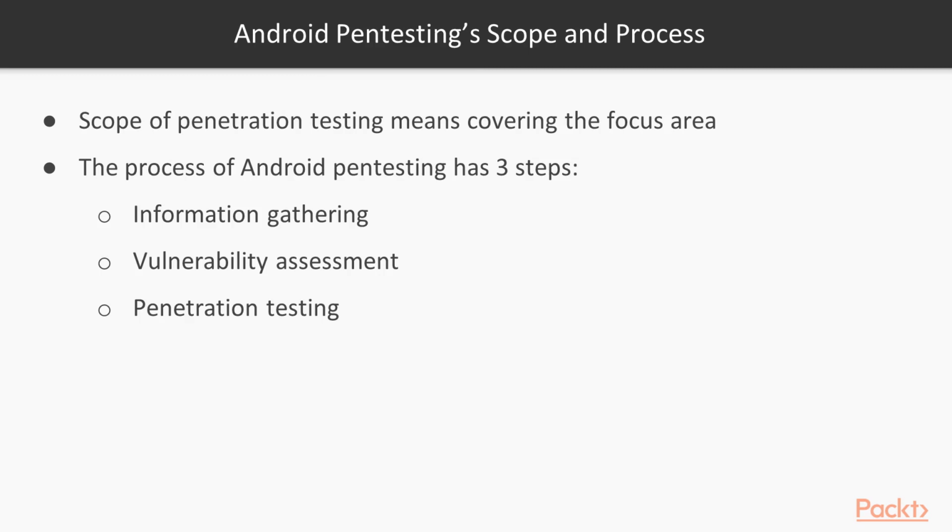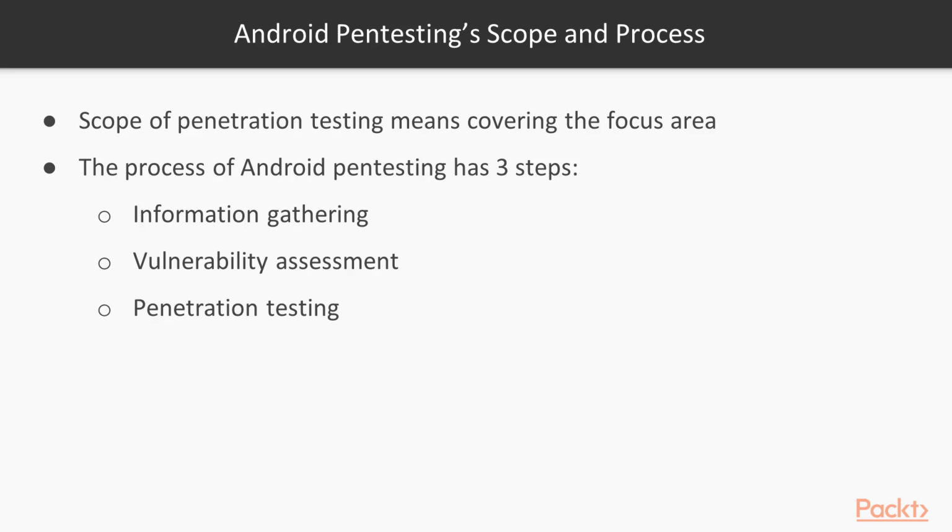The scope of penetration testing means covering the focus area. So what are the focus areas inside penetration testing? The process of Android pen testing has 3 steps: information gathering, vulnerability assessment, and penetration testing. So let's discuss it. First of all, information gathering.